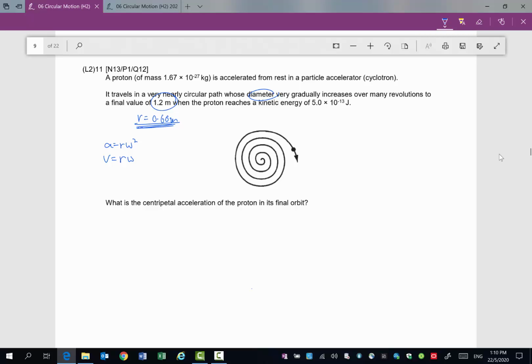And it is also mentioned that the proton reaches a kinetic energy of 5.0 times 10 to the power negative 13. We need to calculate the centripetal acceleration. So, like I mentioned, centripetal acceleration a is equal to r omega squared. And we do know radius is actually 0.60. So now we need to solve omega squared in order to solve a.